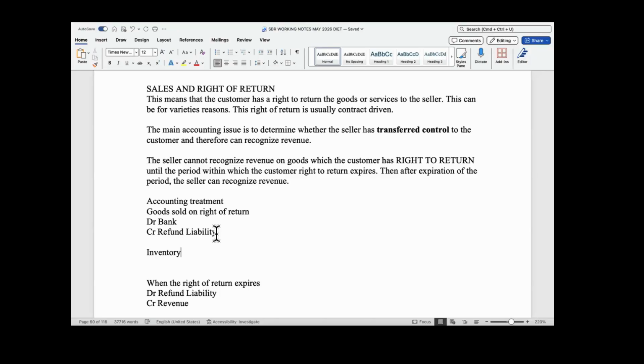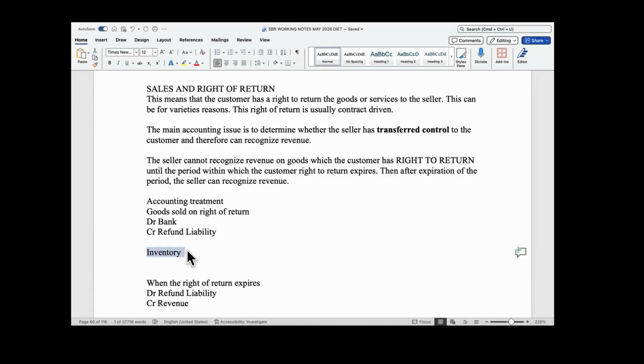Additionally, since you can't recognize revenue, we don't expect this item to show in your cost of sales at the same time. We don't expect it to show in your cost of sales. So what do we then do in this case? What we'll do is that we need to go and keep the inventory somewhere also.